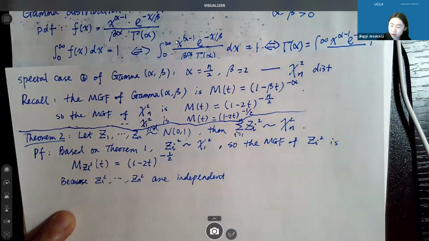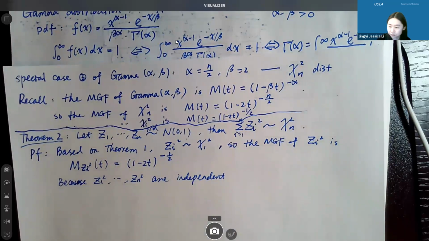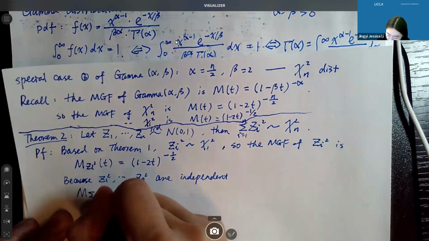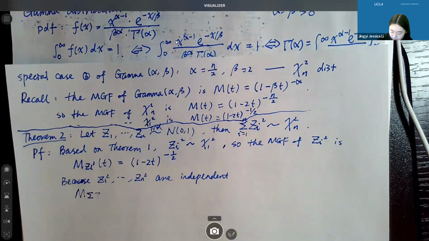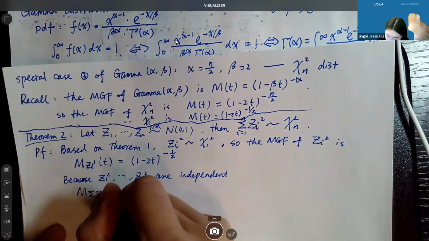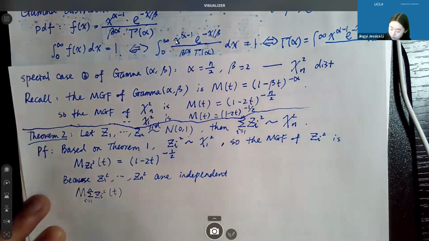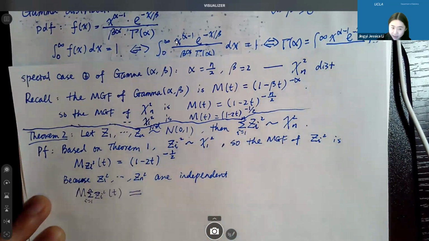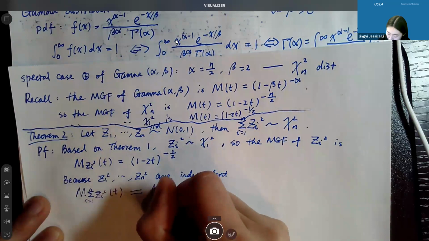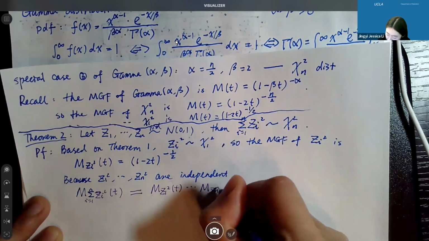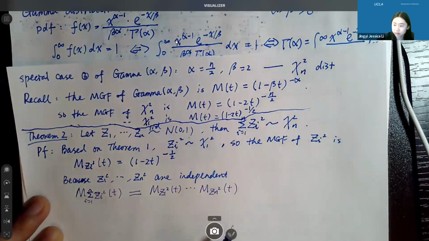Because they are independent, recall that we have that independence property for our Mgf. We did that before. So for the sum of zi square, i from 1 to n, at t, based on the property we learned before, we can write this as the product z1 square at t multiplied up to zn square at t. Do people still remember this? When they are independent, we can factorize the Mgf.